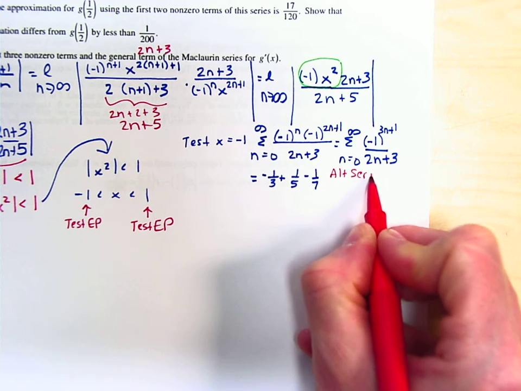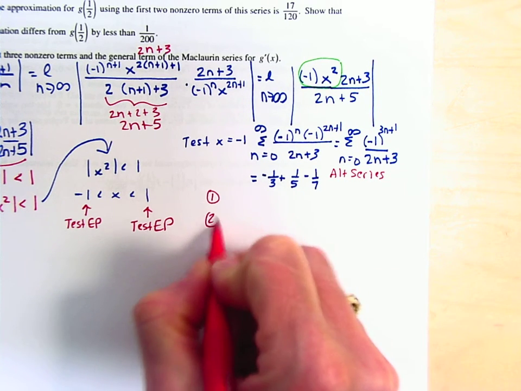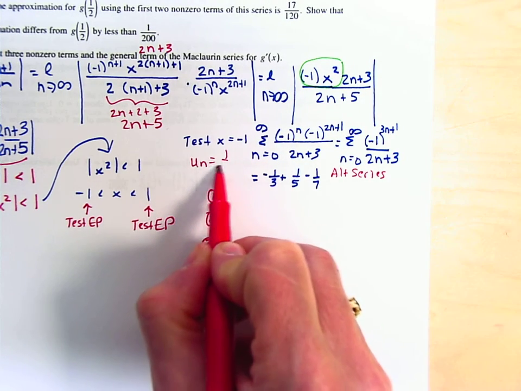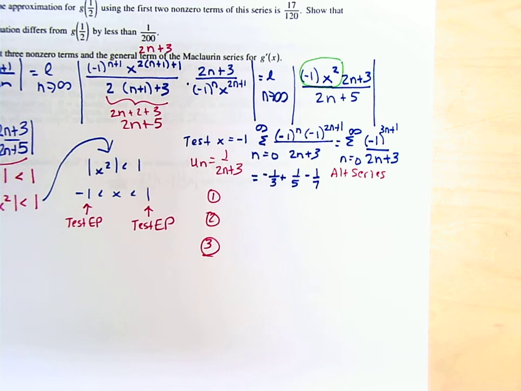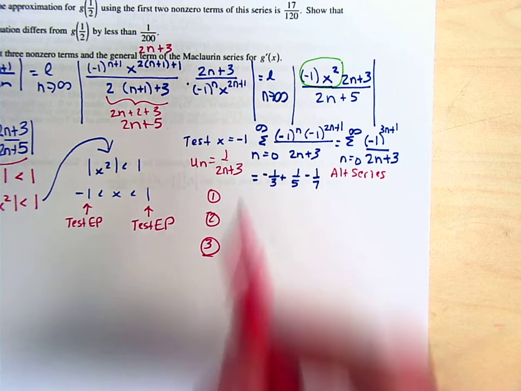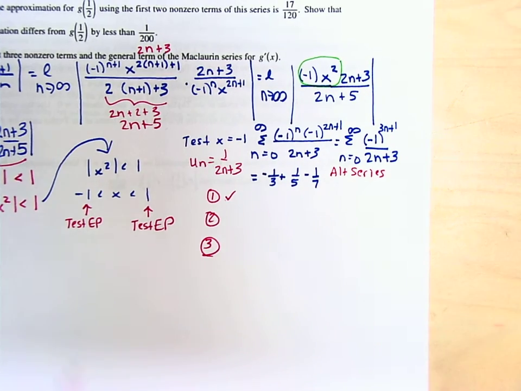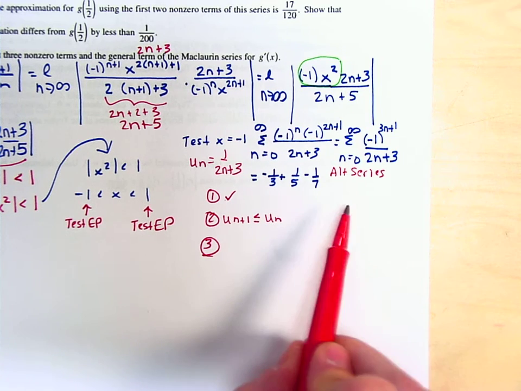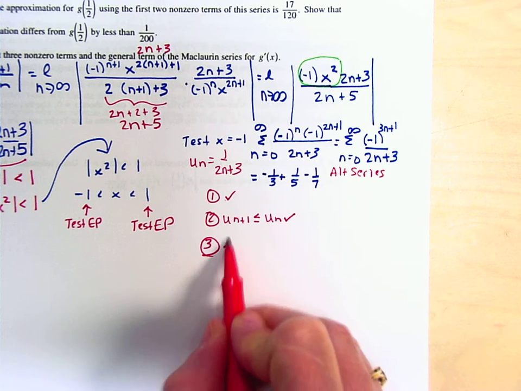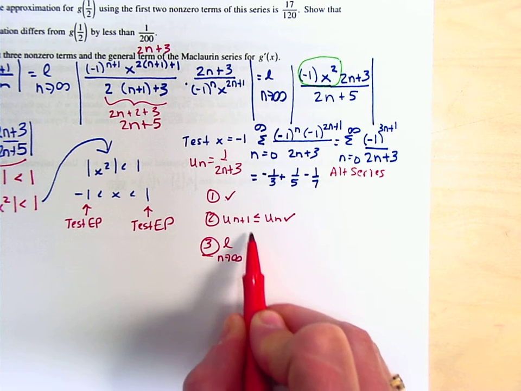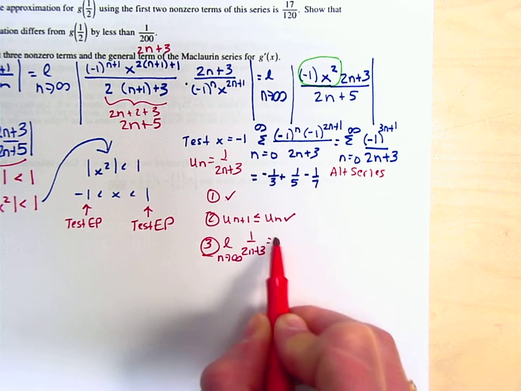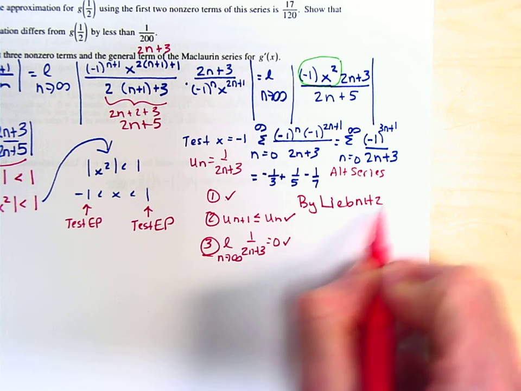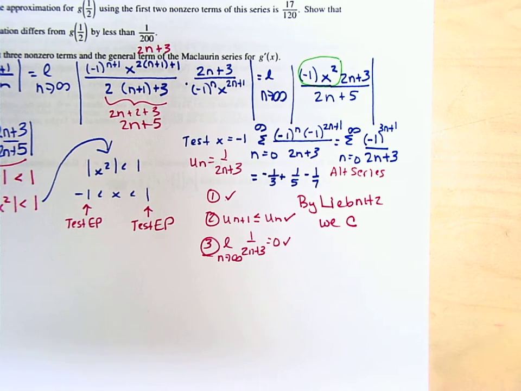Okay? So this is an alternating series, so we have u_n, which is 1 over 2n plus 3. So let's go through our list. Are all the u_n's positive? Yep. Is u_(n+1) less than or equal to u_n? Are the terms decreasing? Yes. Is the limit as n tends to infinity of 1 over 2n plus 3 going to 0? Yes. So by Leibniz, we converge, correct?